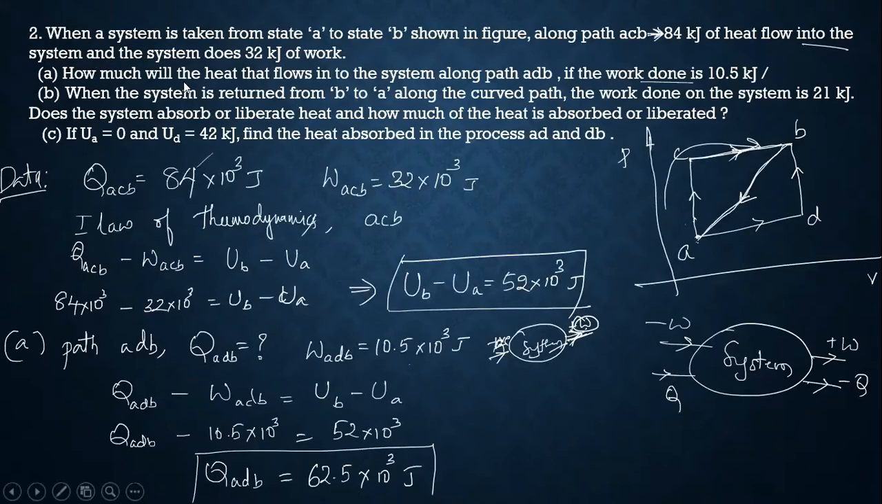Next one, it is question B. When the system is returned from B to A along the curved path, the work done on the system is 21 kilojoules. That is question B. That means W_BA, it is on the system, minus 21 into 10 to the power of 3 joules. On the system is 21 kilojoules.